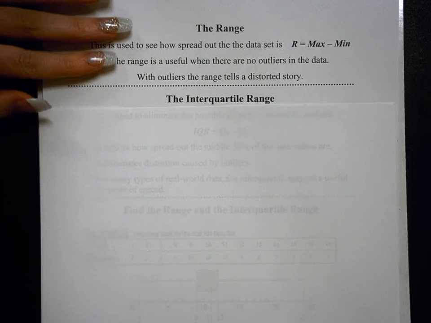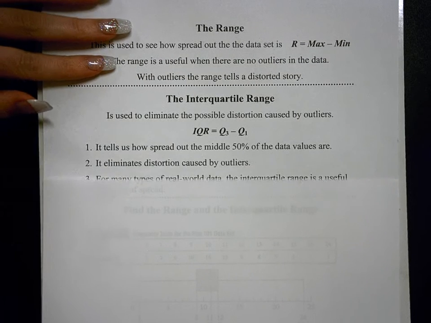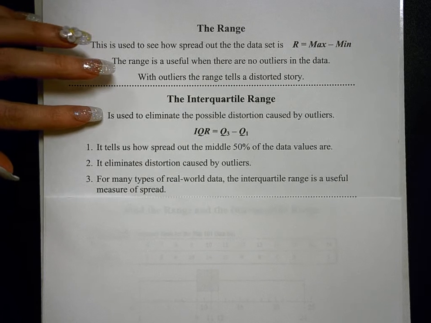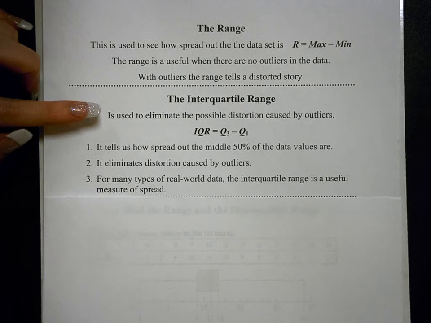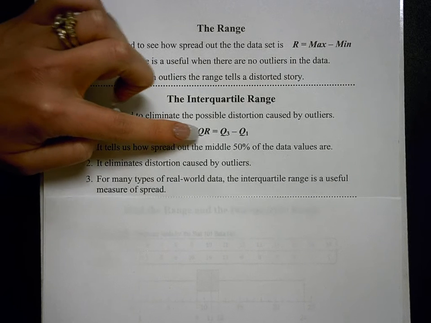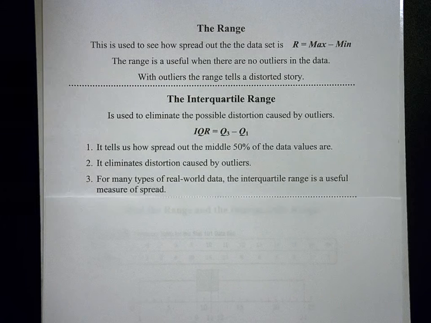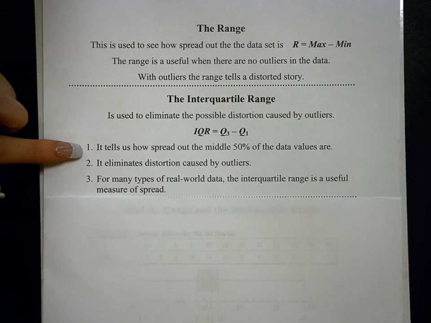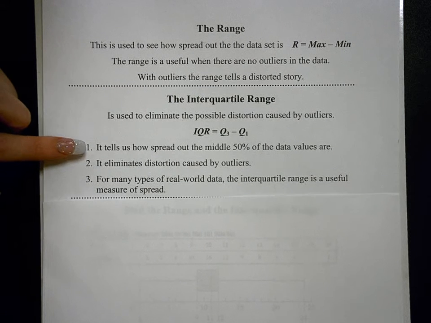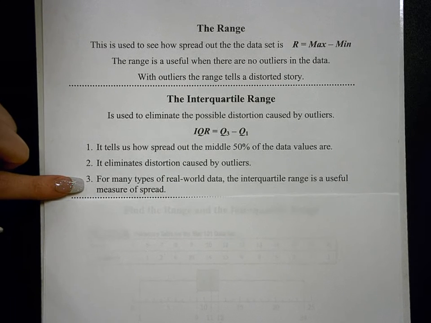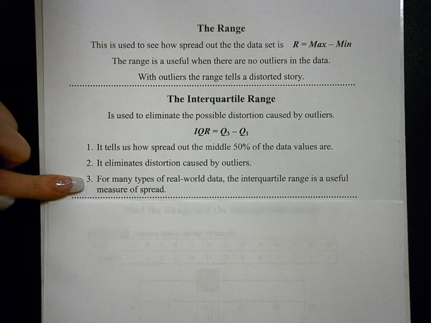And that's why the interquartile range was developed. The interquartile range is used to eliminate the possible distortion caused by outliers. The interquartile range, or IQR, is found by taking the third quartile and subtracting it from the first quartile. What this does is it tells us how spread out the middle 50% of the data values are. It eliminates distortion caused by outliers. And for many types of real-world data, the interquartile range is a very useful measure of spread.